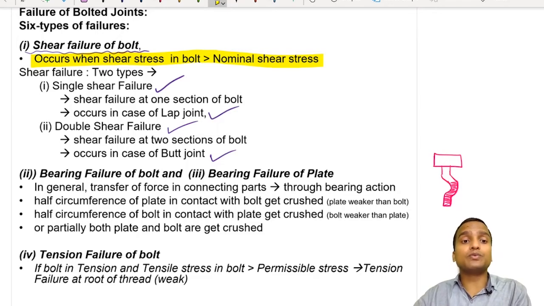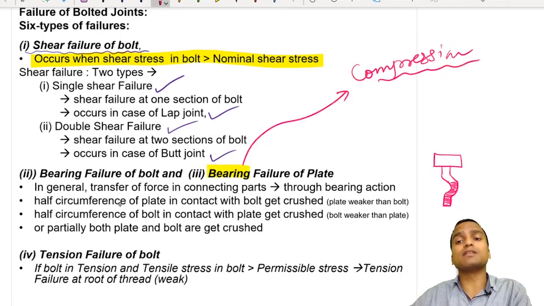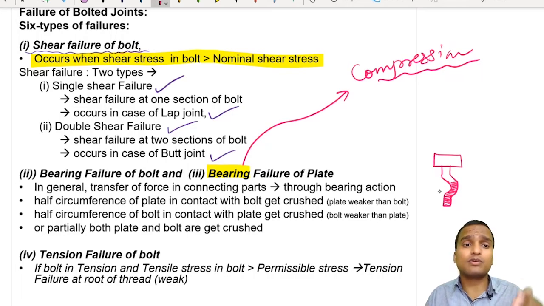Now let us come to another type of failure of bolt, and this is called bearing failure of bolt. Along with this I have also written bearing failure of plate. Bearing here means compression. Both these types of failure, bearing failure of bolt and bearing failure of plate, are common in the case of lap joint and butt joint only, because these types of failures do not occur in the case of HSFG bolt. So whatever we are studying in this video is confined to unfinished bolts. Bearing failure of bolt and bearing failure of plate can occur depending on which one is weaker.